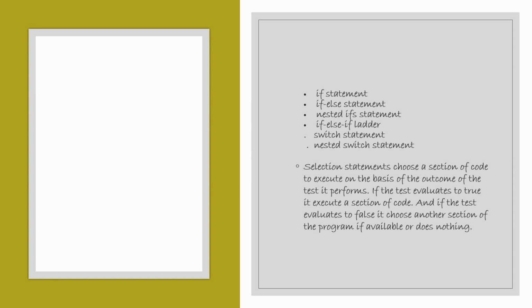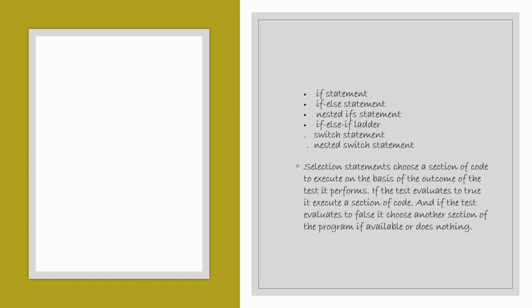If the test is true, it executes a section of code written under it, and if the test is false, it may or may not choose another. If you write a block of code, it will execute that block, or if you don't write a block of code, then it will go to the next part of the program. So the selection statement is nothing but a statement that selects code to be executed based on the test result. If the test is true, it executes some part of the block of code. If the test is false, it executes some other part of the block of code.